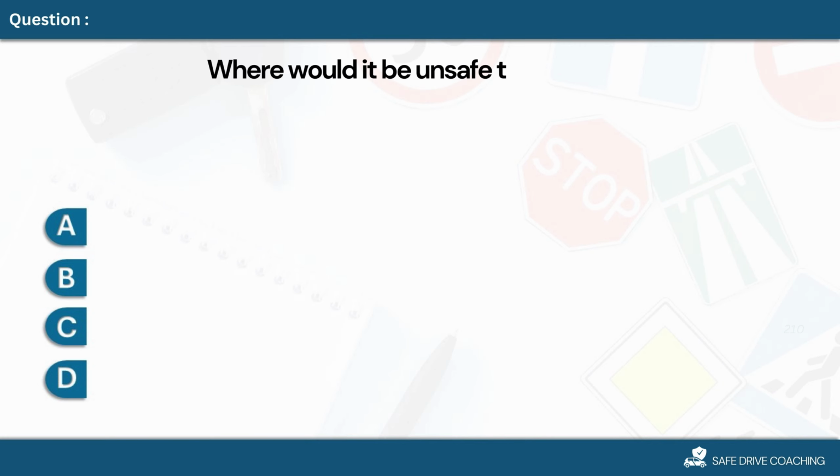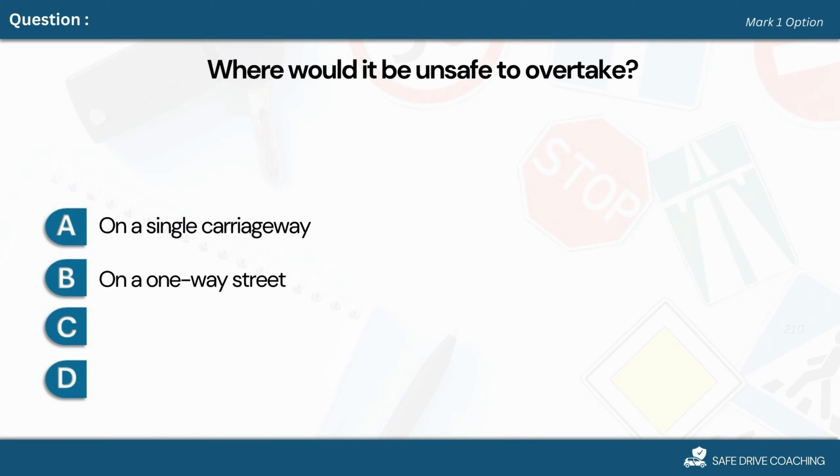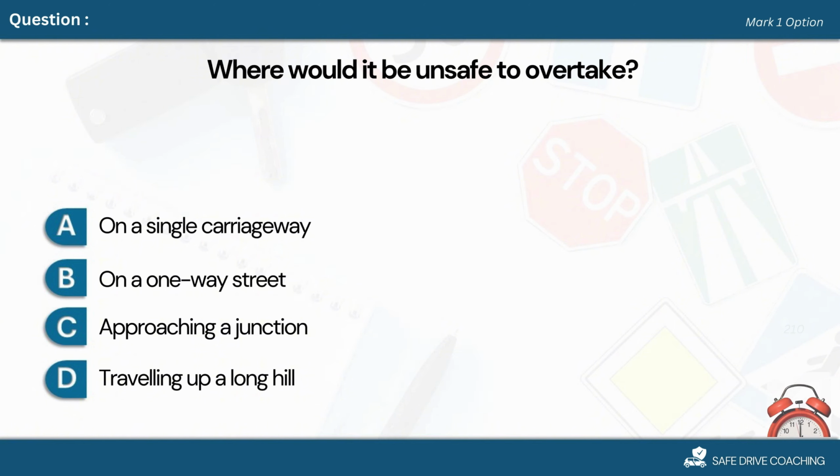Where would it be unsafe to overtake? A. On a single carriageway. B. On a one-way street. C. Approaching a junction. D. Traveling up a long hill. The correct answer is C. Approaching a junction.